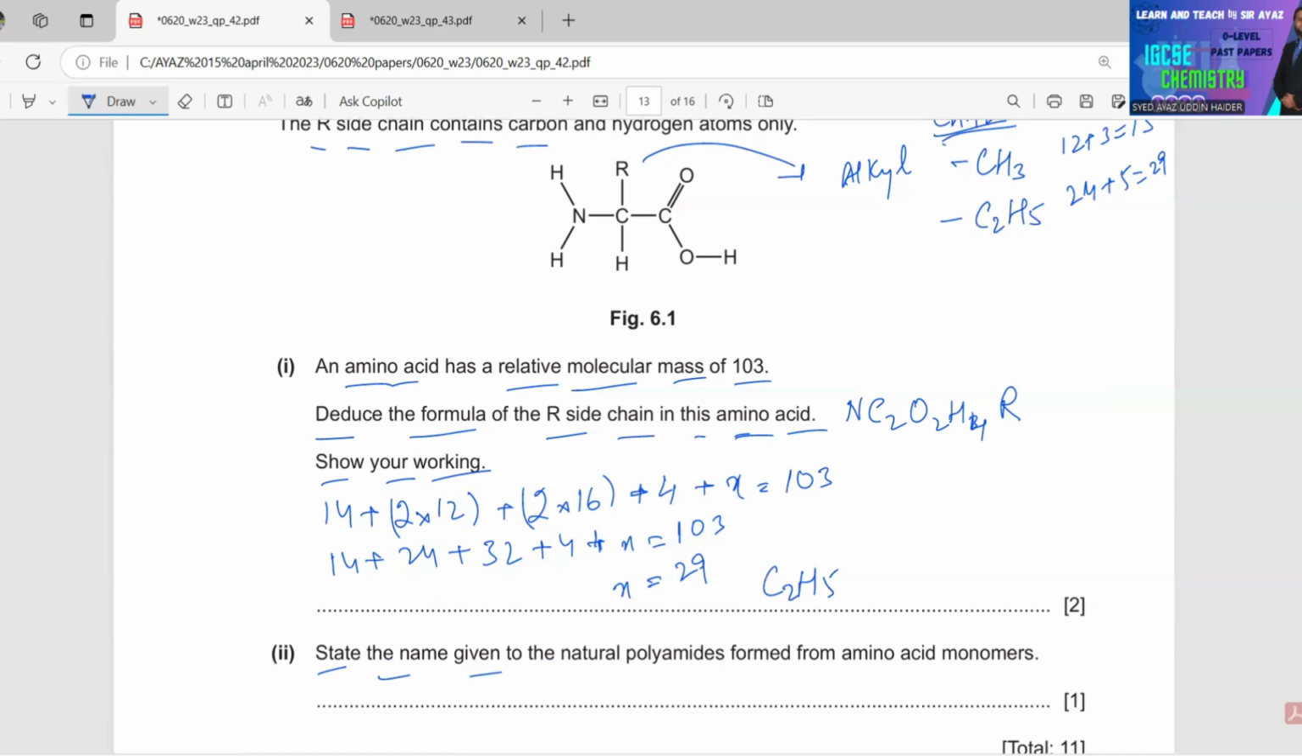State the name given to the natural polyamides formed from amino acid monomers. It's protein. So you write proteins.